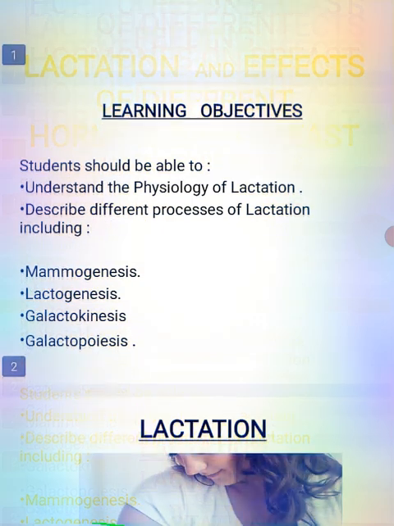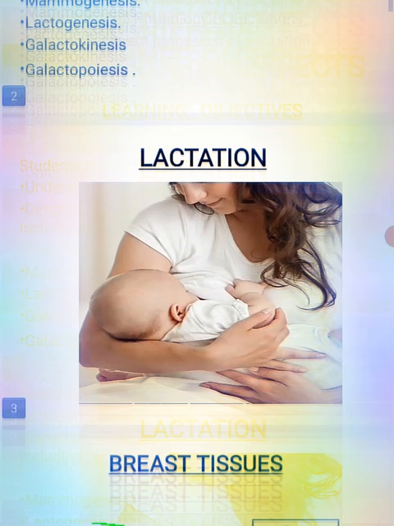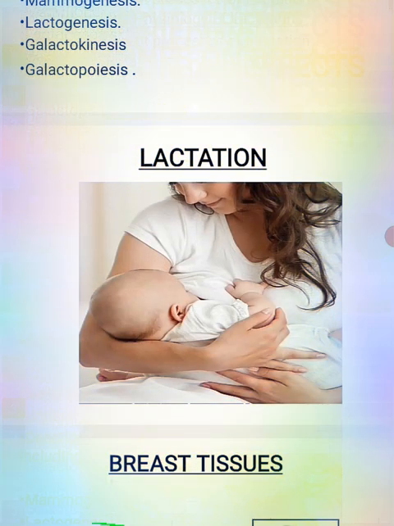Learning objectives: students should be able to understand the physiology of lactation and describe different processes of lactation including mammogenesis, lactogenesis, galactokinesis and galactopoiesis. Lactation is defined as the secretion of milk from the mammary glands. It usually refers to the post-delivery period in which a woman lactates and nurses her baby to provide nutrition and immune protection.